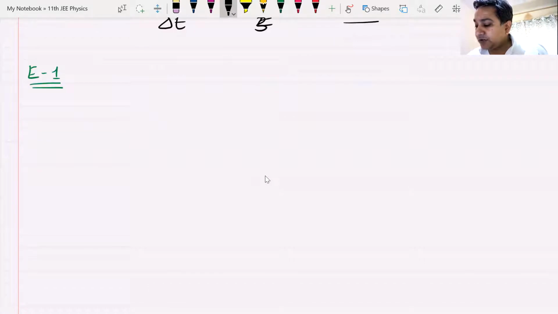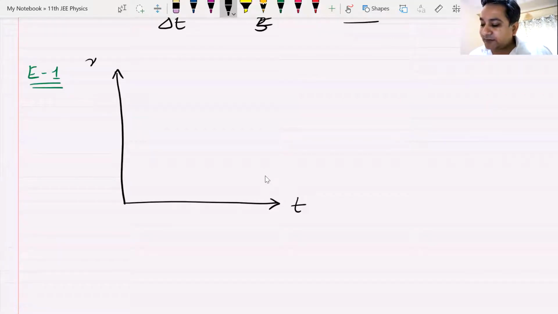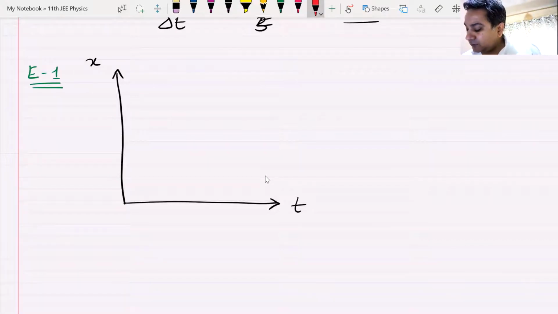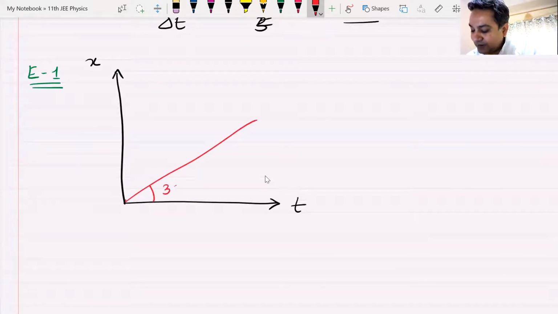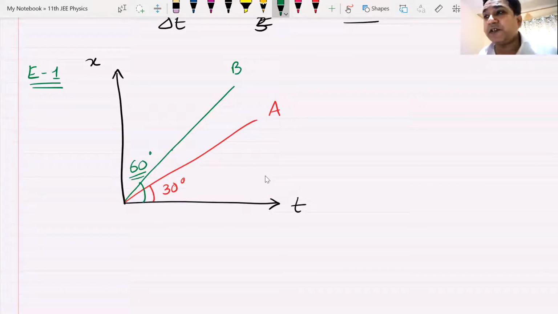So here I draw the graph. This is the T axis, this is the X axis. So I have got two particles. Let me call this particle 1 by the red line. The graph is inclined at an angle of 30 degrees for the particle A. The second one, let me make it B, and it is inclined at an angle of 60 degrees. What is the ratio of their velocities? Anyone?